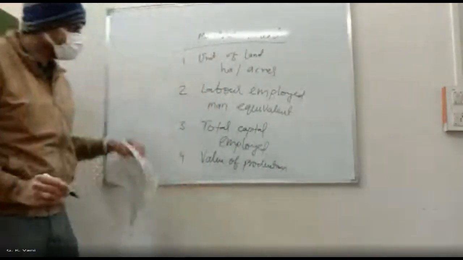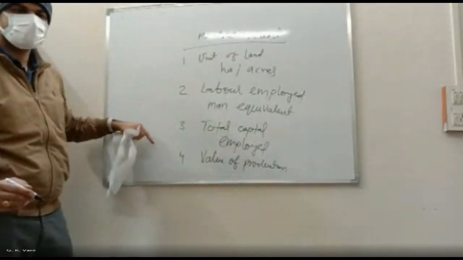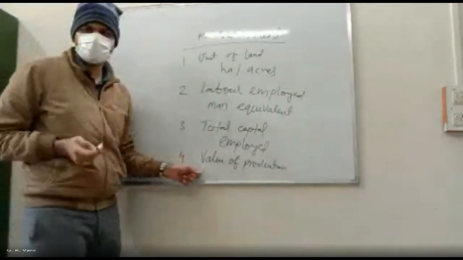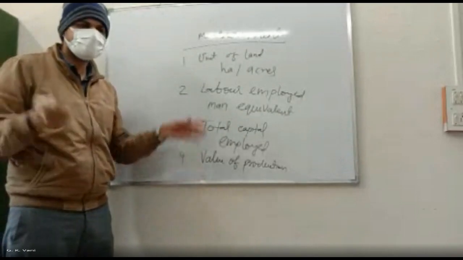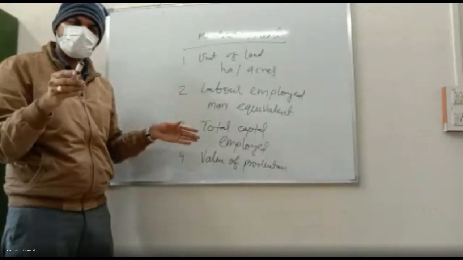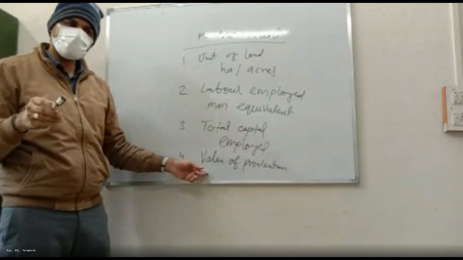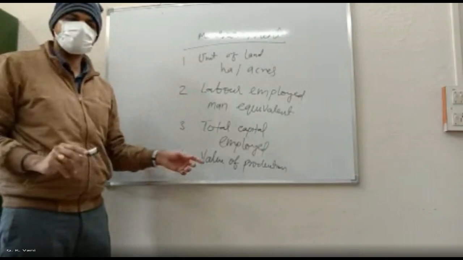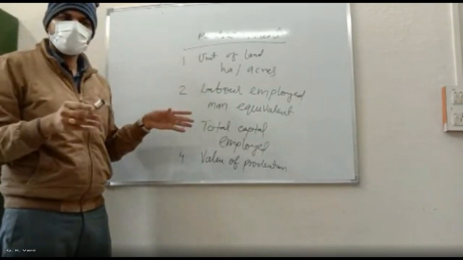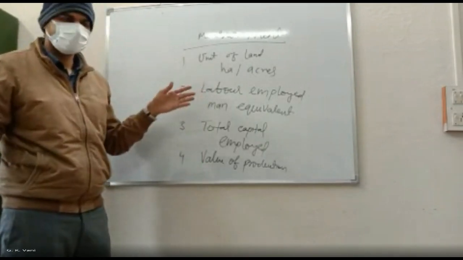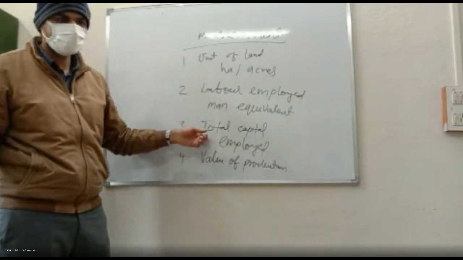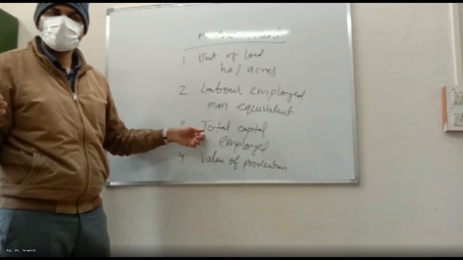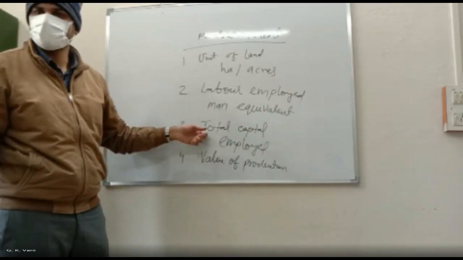So each one of these has its own limitation in terms of measurement. What is the limitation of value of production? Those who grow high value crops but their farm is of 0.5 hectare will be considered equal to a farmer who is growing, let's say, low value crop but on a large farm, right? That's the problem. Total capital employed: if you do capital intensive farming, obviously total capital employed will go up.